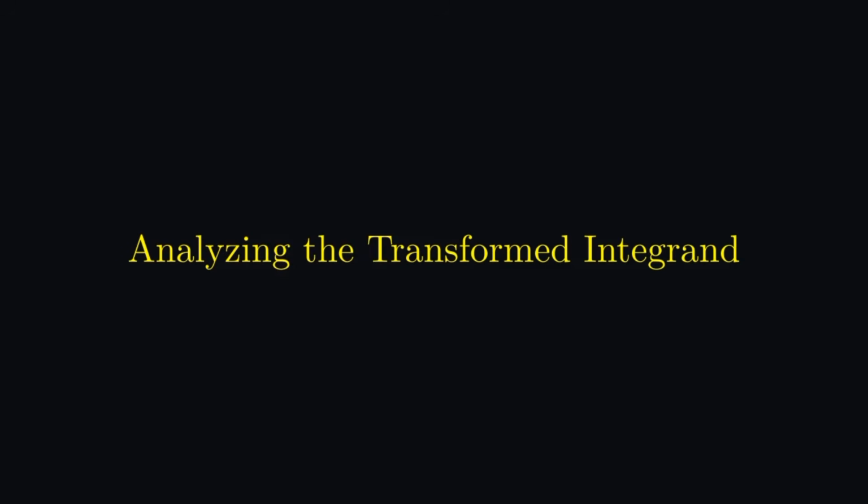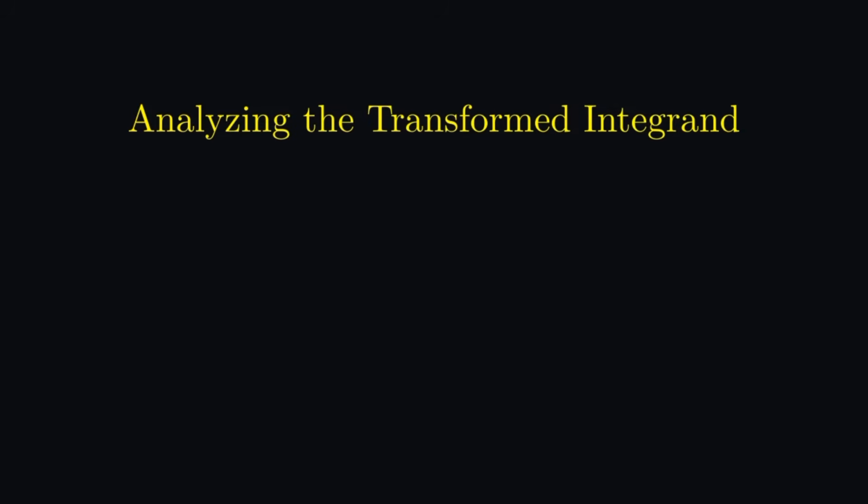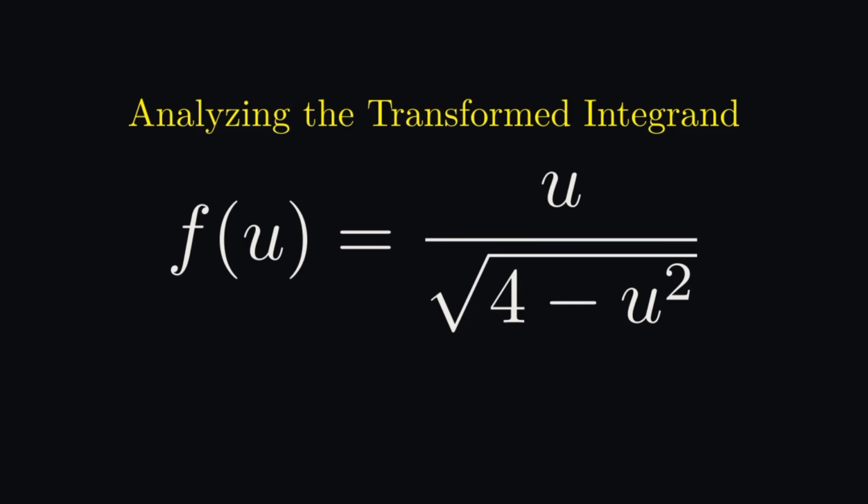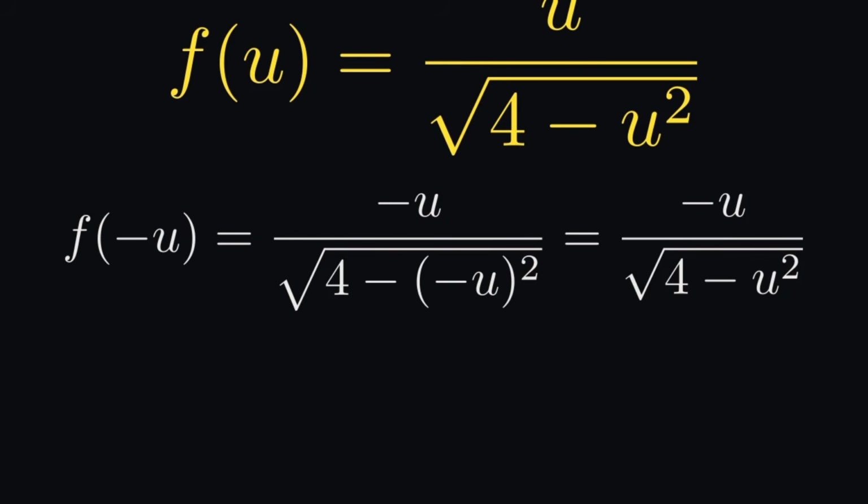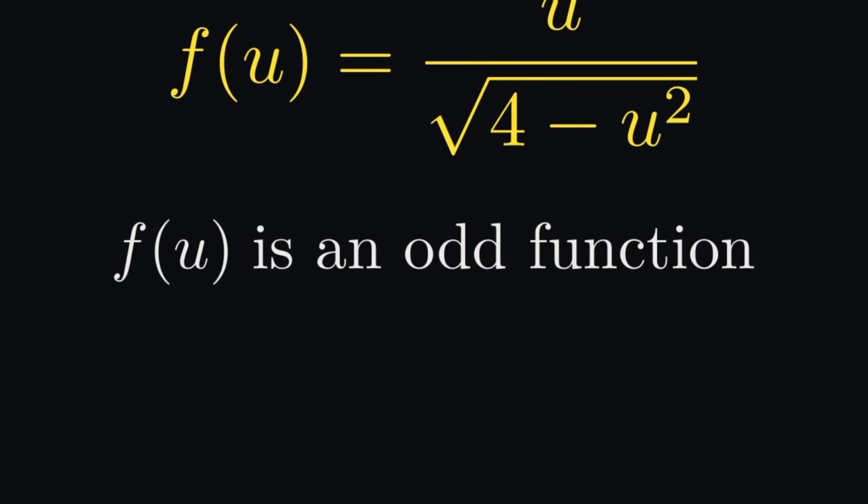Let's examine the function we need to integrate in terms of u. Our integrand is the function f of u, which is u divided by the square root of 4 minus u squared. To check for symmetry, we'll evaluate f of negative u. Substituting negative u, we get negative u divided by the square root of 4 minus negative u squared. This result is negative u over the square root of 4 minus u squared. This is exactly negative f of u, meaning our function is odd.